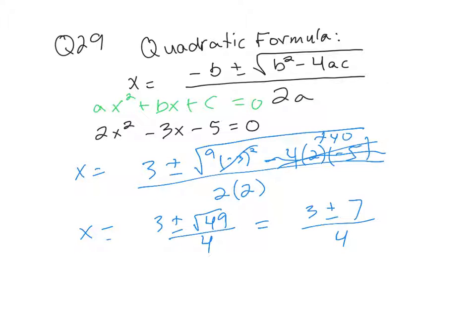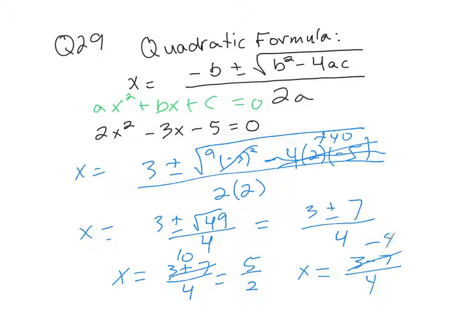So now I'm going to break this up and solve for each of the answers. X is going to equal 3 plus 7 over 4, and x will also equal 3 minus 7 over 4. 3 plus 7 is 10. 10 over 4 simplifies to 5 over 2. And 3 minus 7 is negative 4. Negative 4 over 4 equals negative 1. So my answers are x equals 5 over 2, comma, negative 1. You want to make sure you list out both answers.